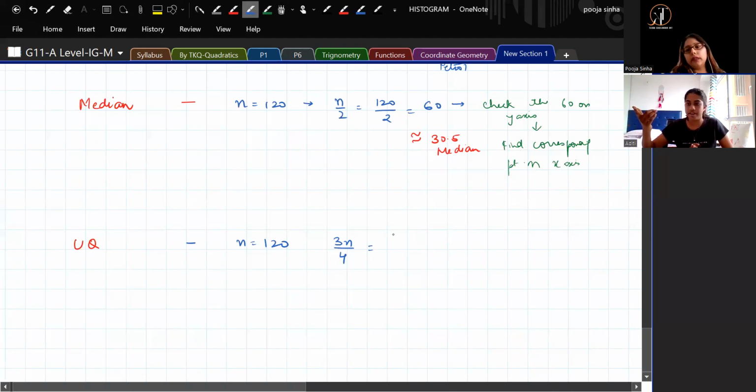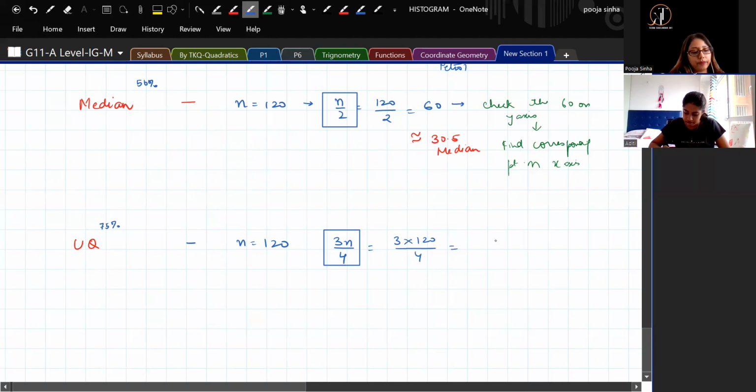That'll be 90. Otherwise, you can straight away apply the formula, which is 3n by 4. Because the median is always about 50%, and the upper quartile is about 75%. And 75% of n is 3n by 4, since 75 upon 100 is 3/4. That's how we get these formulas. So 3n by 4 would become how much? 3 into 120 by 4.